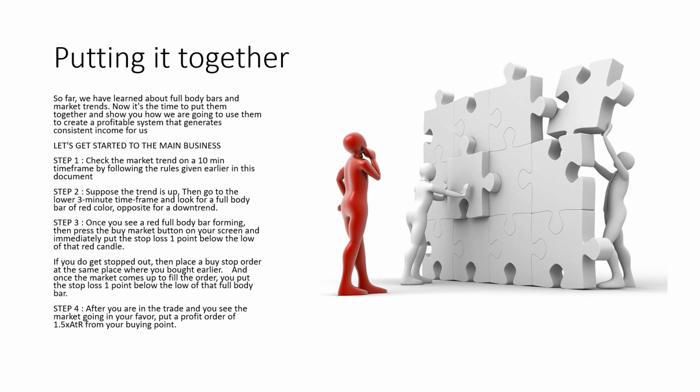So guys, now we have learned about identifying market trends, trend up and trend down. Then we have talked about full body bars. Now we will combine both of them. First thing we have to do, for our example, we'll use a 10-minute and a 3-minute time frame. 10-minute to identify the trend and 3-minute for full body bars, because we will use the 3 minute as a lower time frame for initiating our entry. So step one is to look at the trend on a 10-minute time frame.